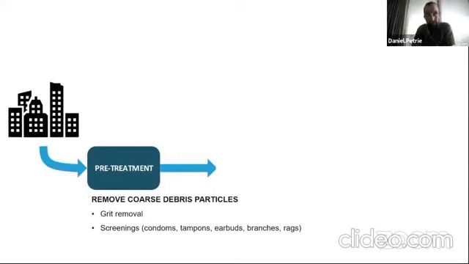So the first step is usually to remove coarse debris, and that can be condoms and tampons and earbuds and grit and bits of rags, and most of this can cause huge impact on the other equipment further downstream. So it's really critical that you can remove as much of this as possible. This is usually considered sort of hazardous material, specifically biohazardous.